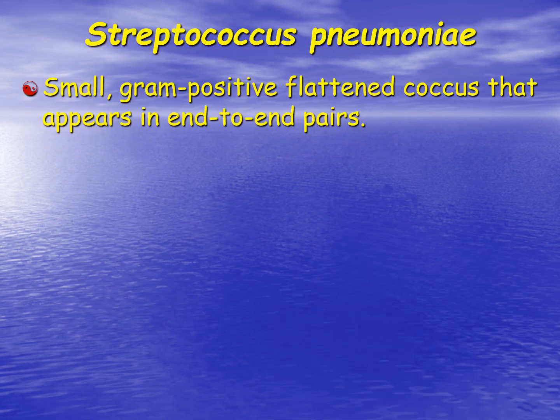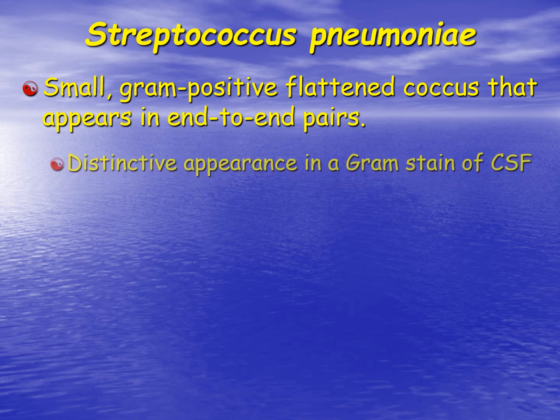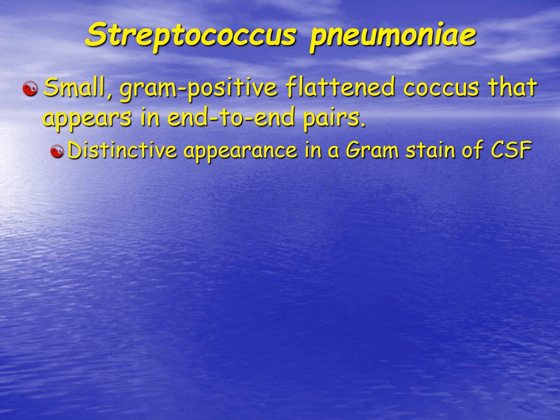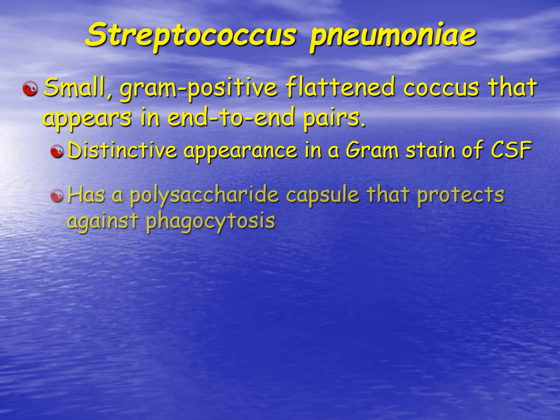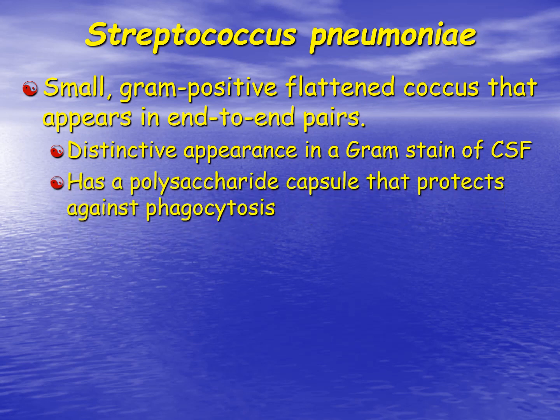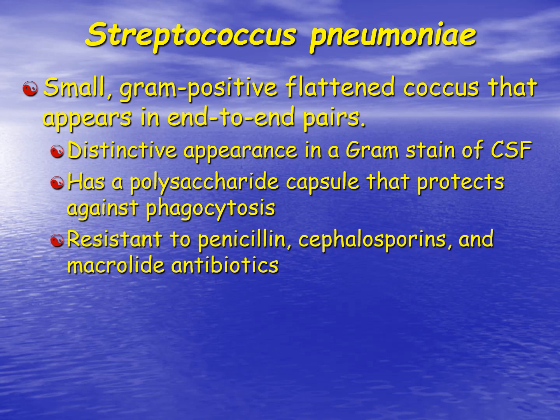Streptococcus pneumoniae are small gram-positive flattened cocci that appear in end-to-end pairs or chains. They have a distinct appearance in the gram stain of cerebrospinal fluid. They too can produce that polysaccharide capsule that protects against phagocytosis. They are resistant to penicillin, cephalosporins, and the macrolide antibiotics. There are now 3 different vaccines that are available to prevent Streptococcus pneumoniae.